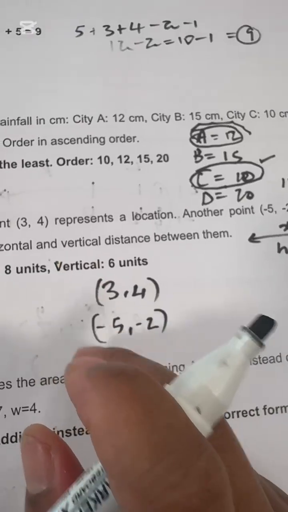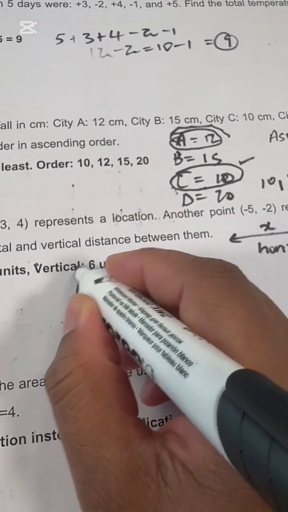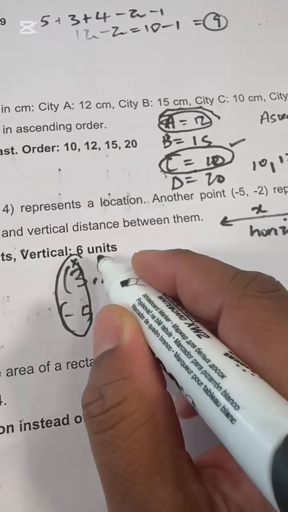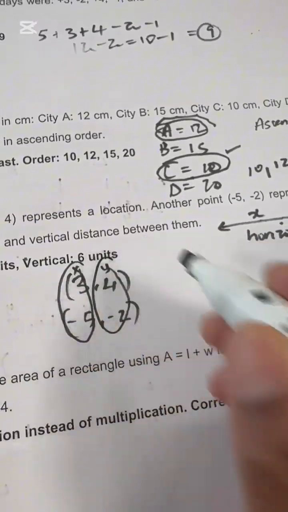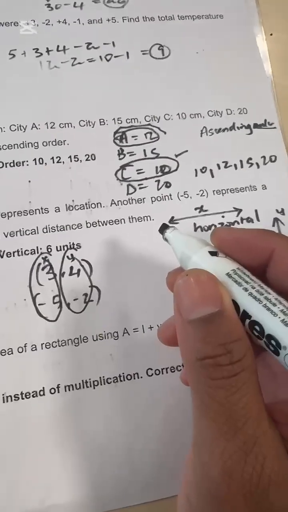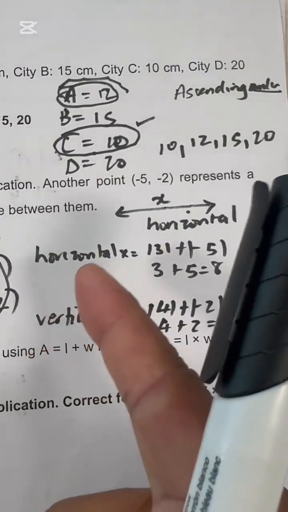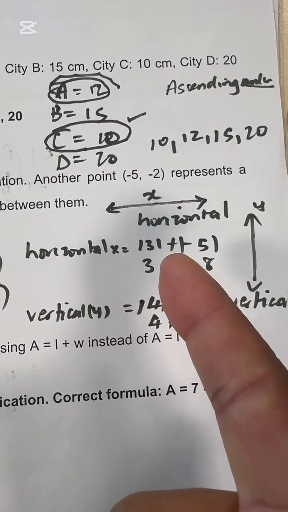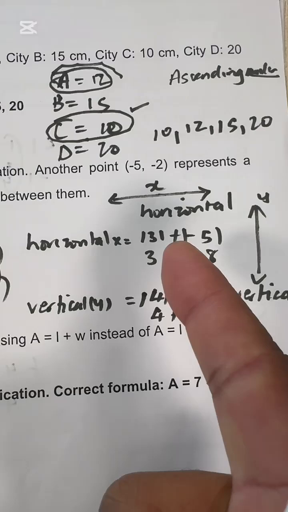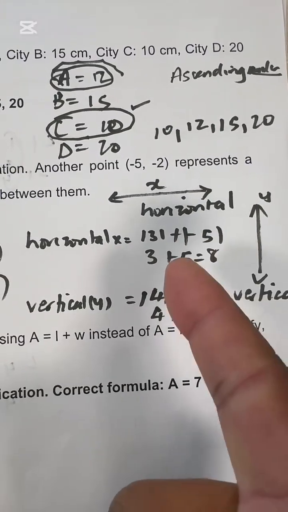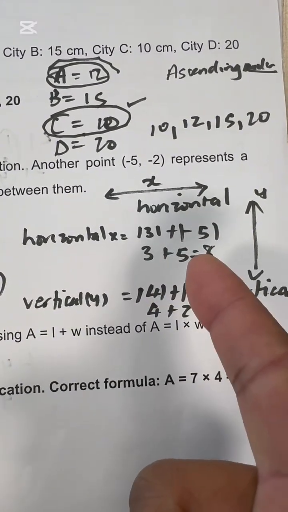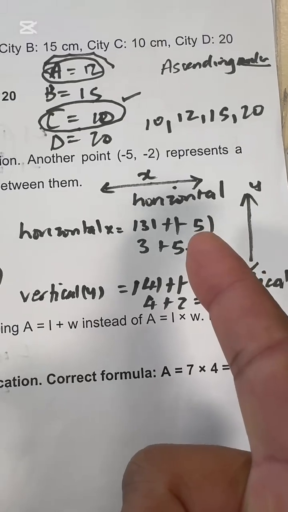So here are the x values, the first ones, and the y value. So for the x horizontal, you're going to add the absolute value of those. For the y, you're going to add the absolute value. All right? So here we have it. So the horizontal, which is x, you add the absolute value. So it's the absolute value of 3 plus the absolute value of -5, which is 3 plus 5, because it's the space from the number to 0.